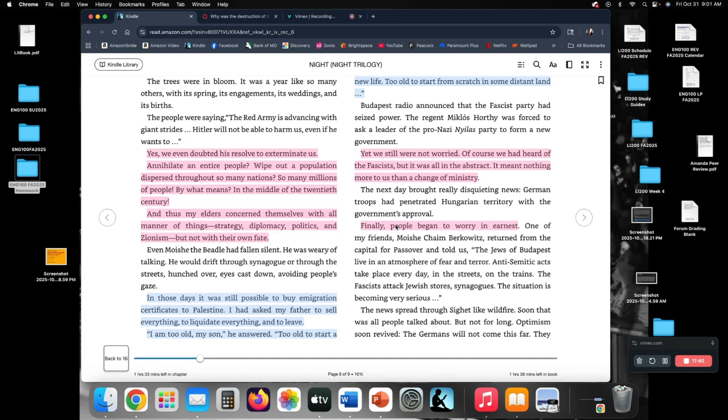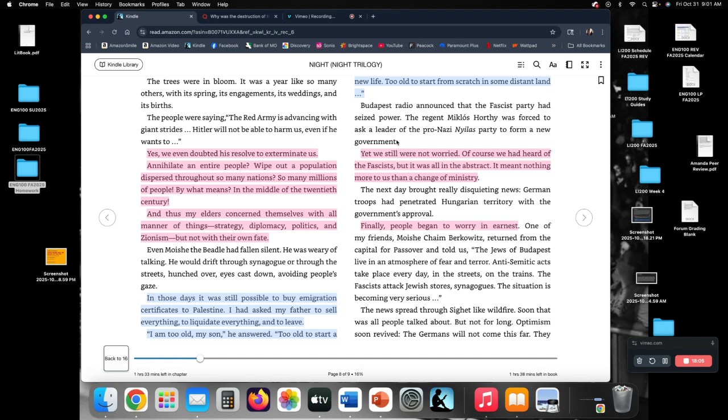Chapter 1 goes from the first page of the novel to chapter 22. The first page is page 3, and your book goes to 22. So we're on 8. It's like annihilating an entire people, an entire population dispersed throughout so many nations. It's never going to happen. It's the middle of the 20th century. So it's just absolute outright denial. They could still get out at this point.